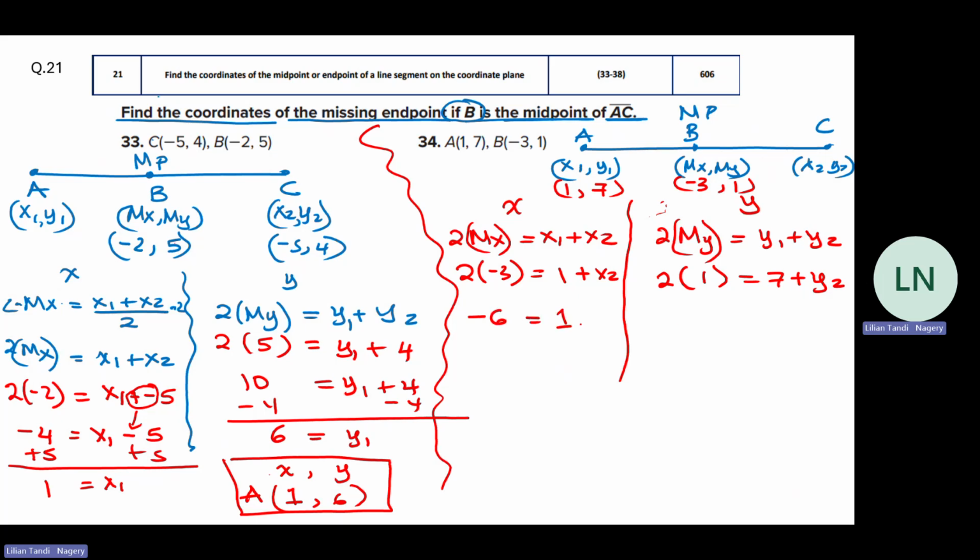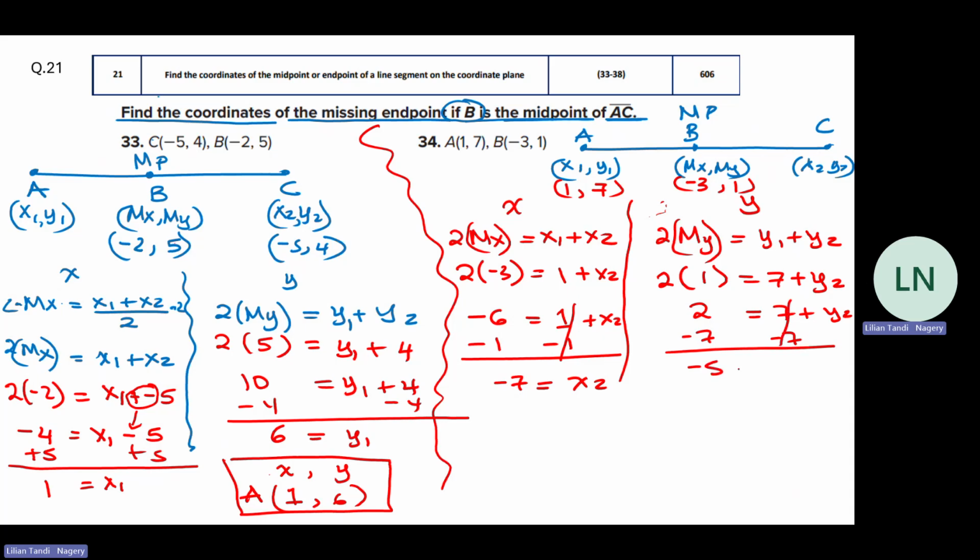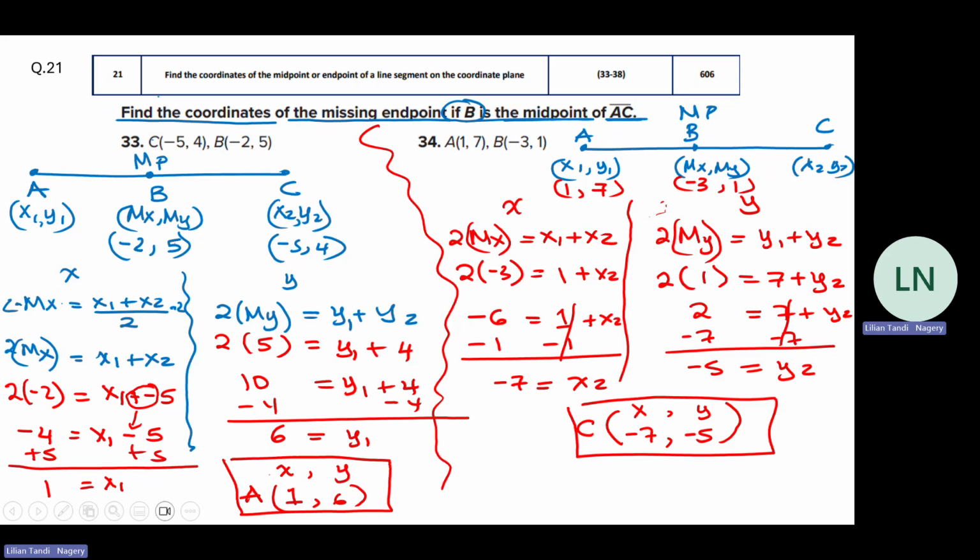-6 equals 1 plus x2, minus 1 minus 1. This is 0. This is -7 equals x2. I agree. This is 2 equals 7 plus y2, minus 7 minus 7. This is -5 equals y2. So my answer is C, x, y, -7, -5. Very good. Okay.